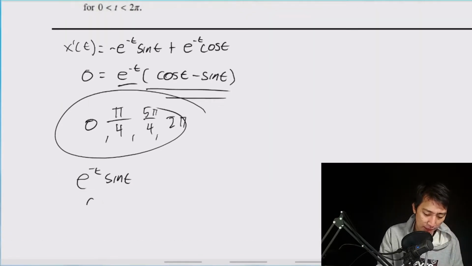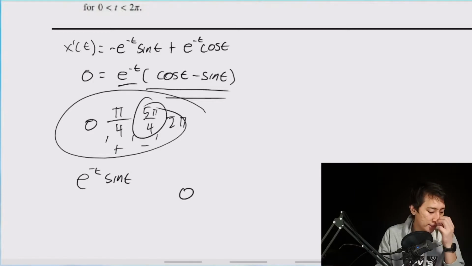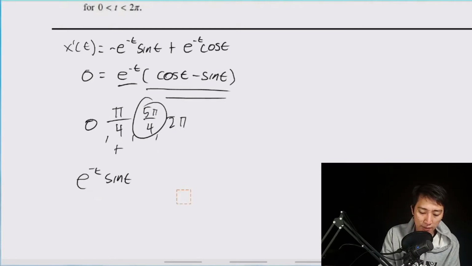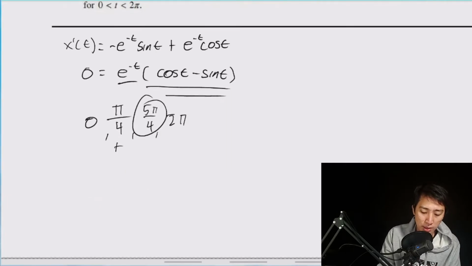So if I plug it in here, I get 0. 2 pi is obviously 0. Pi over 4 is e to the negative pi over 4, which is positive, but 5 pi over 4, over here, is going to be negative. So this is going to be 0, some sort of positive number, and a negative number. You don't actually need to figure it out necessarily. But again, what you're saying is the position here is going to be 0. My position here is some positive number. My position here is some negative number. So that's where it's going to be the most left.